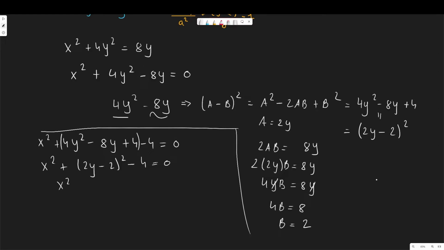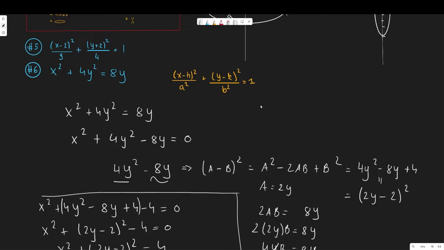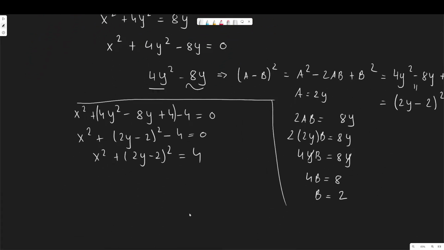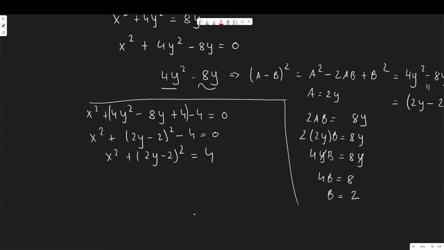So now let's get rid of the 4 by adding 4 to both sides. So we'll get x squared plus 2y minus 2 squared is equal to 4. And now divide everything by 4, because according to our general equation, the right side has to be 1. So if we divide both sides by 4, we will get a 1. So we'll get x squared divided by 4 plus 2y minus 2 squared divided by 4 is equal to 1.